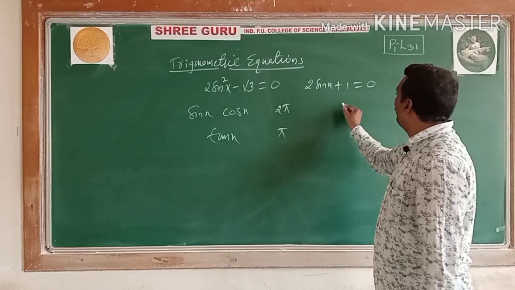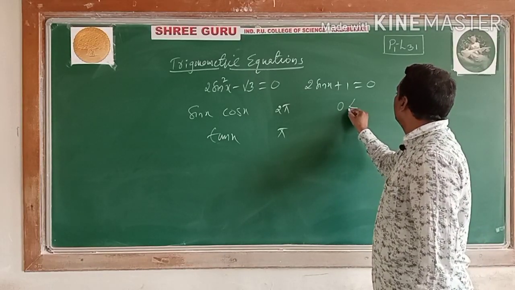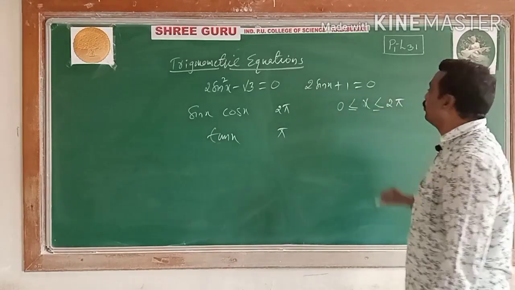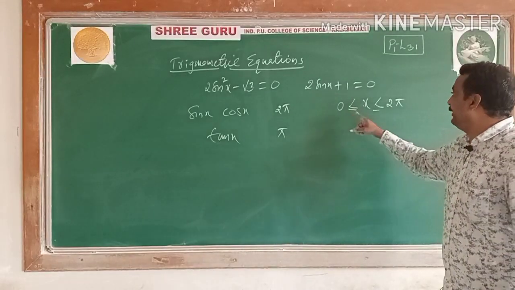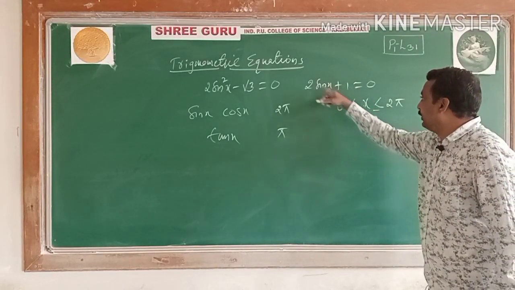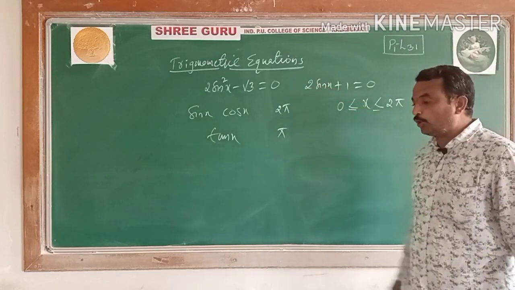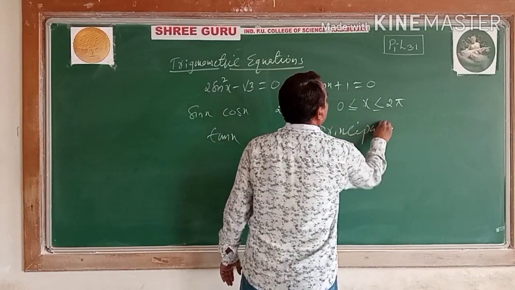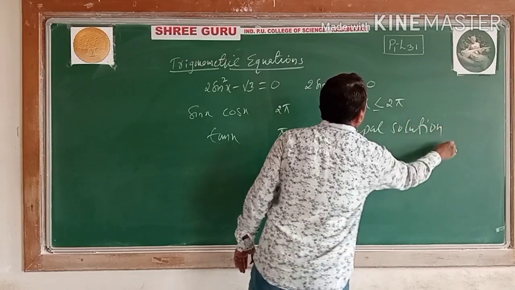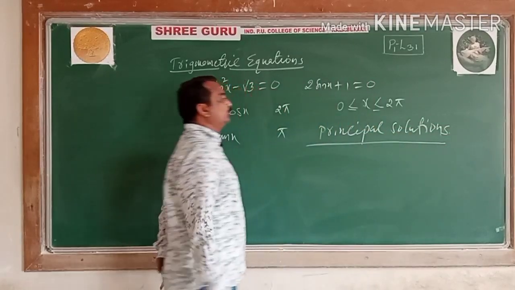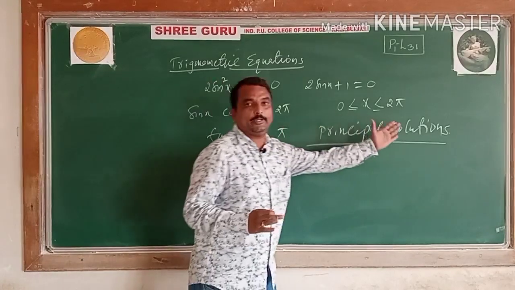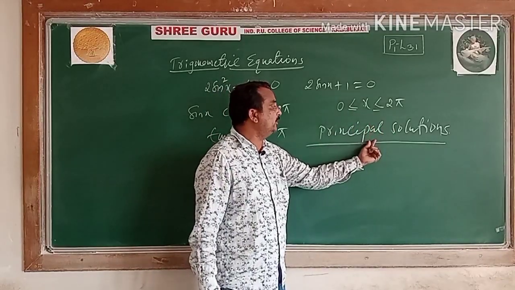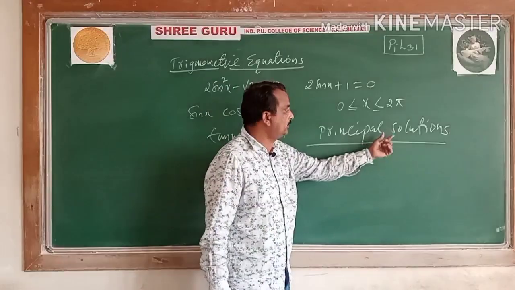Now let us see, here we will find the values of these equations in the interval 0 to 2 pi. Finding the solutions of these trigonometric equations in the interval 0 to 2 pi is called the principal solutions. Here in this section we will find only the principal solutions. In the interval 0 to 2 pi, the values of the trigonometric equations are known as the principal solutions.